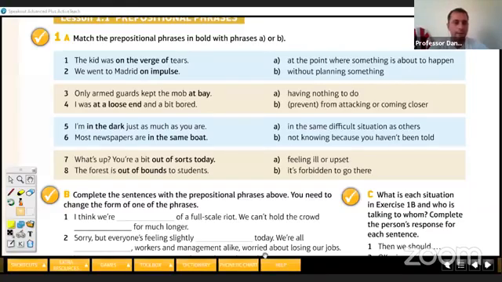Okay. Now, most newspapers are in the same boat. Number six. What about number six? Number six, you think it's B, not knowing because you haven't been told? What do you think, guys? I've just said that you're right, but you're not. I'm sorry to tell you that.